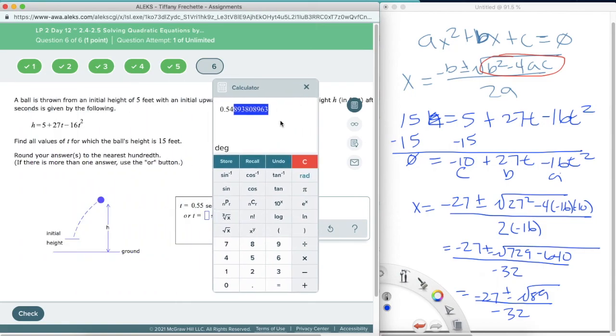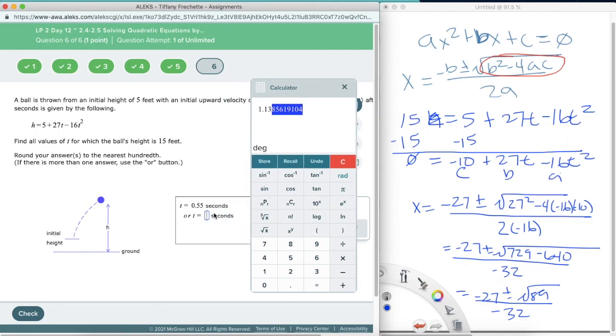Okay, so I'm going to go negative 27 minus the square root of 89 divided by negative 32. Boom. Okay, so this guy does work out correctly. So here's my hundredth. So it would be 1.14 because I would round up again.